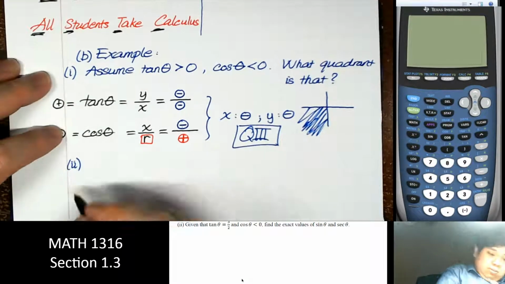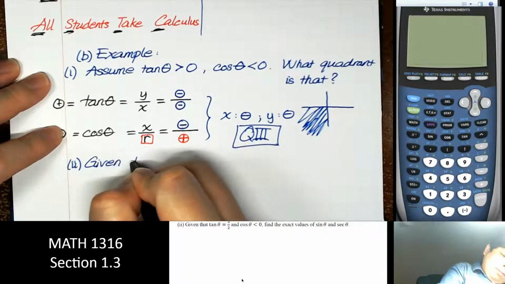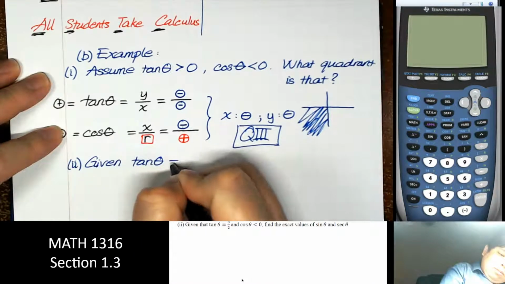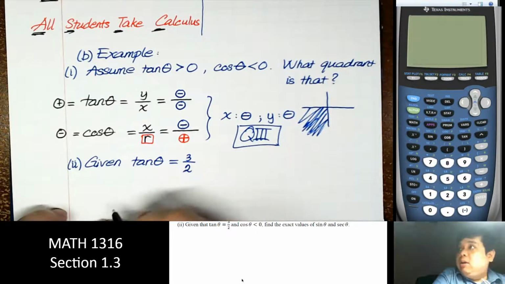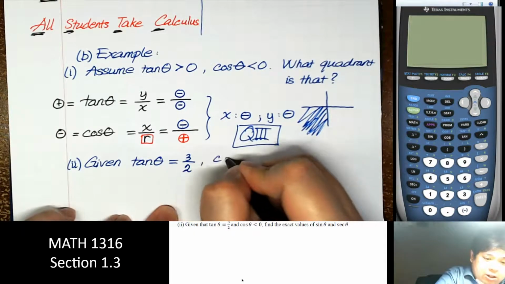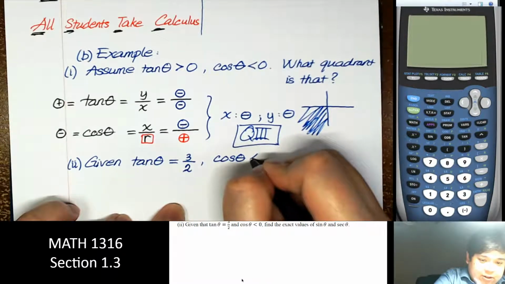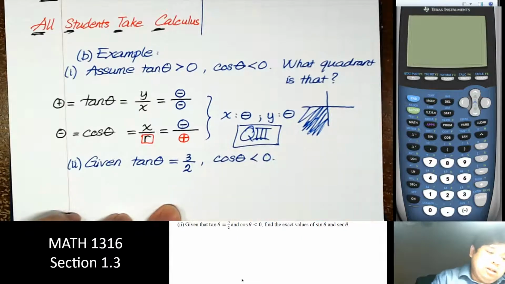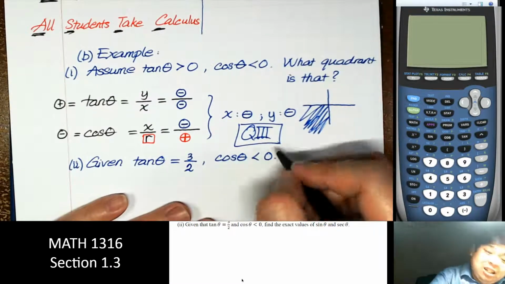Right, we have tangent is 3/2 and cosine is negative. The question asks us to find sine and secant.